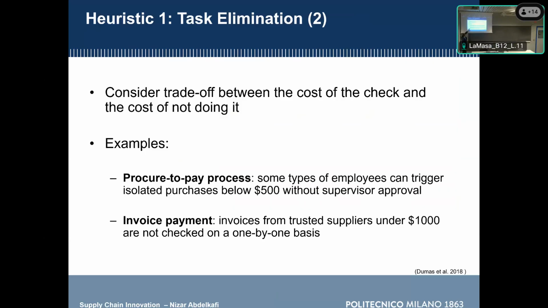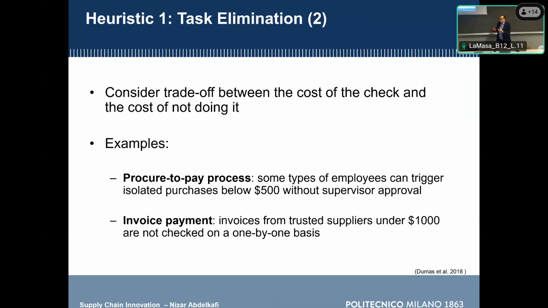Invoice payment. Invoices from trusted suppliers under $100,000 or euros are not checked on a one-by-one basis. So if you have a trusted supplier sending an invoice of 1,000, you say, okay, yeah, they are trusted. I will not check all of them. I will just trigger the payment more quickly. Perhaps I will make some small control, and that's all. You see?